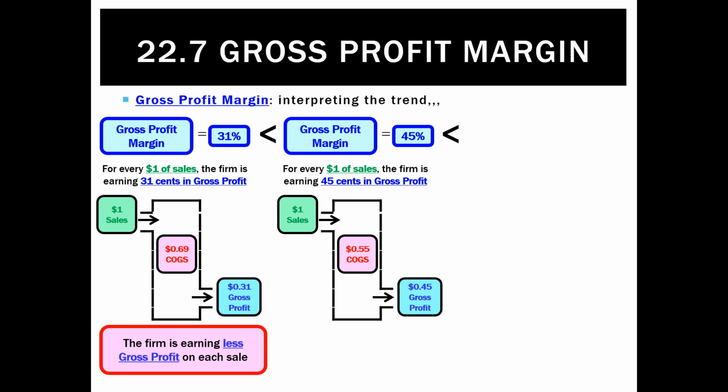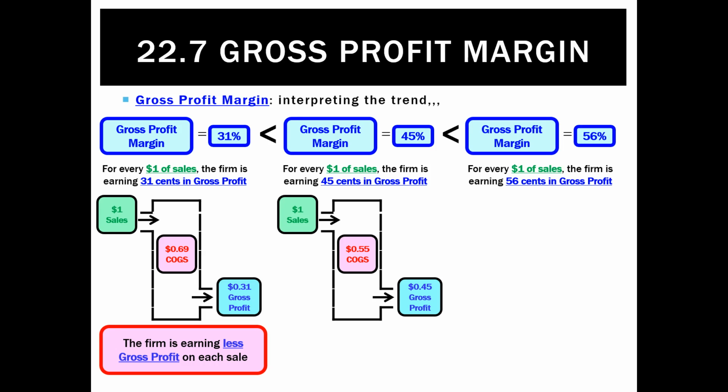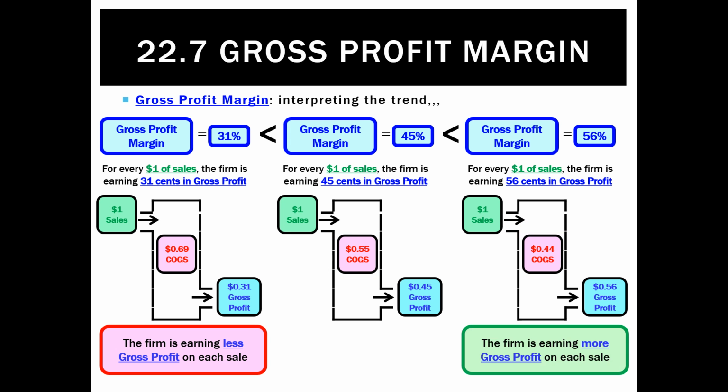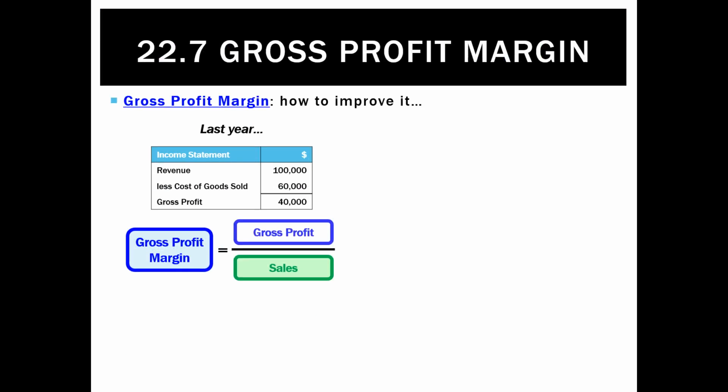If the ratio went up from 45 to 56, what that means is for every dollar of sales that came in, by the time we took out our cost of goods sold, that left 56 cents of gross profit. So that's a much better trend. We've actually managed to lower our cost of goods sold as a percentage of the sales dollar. So that would indicate better profitability because we are earning more gross profit on each sale.